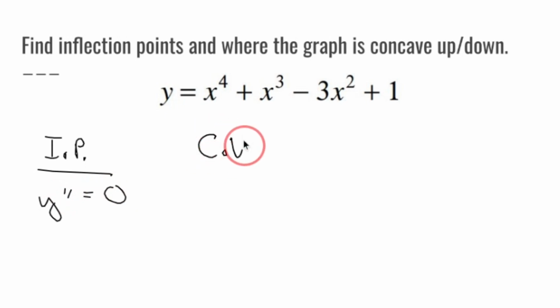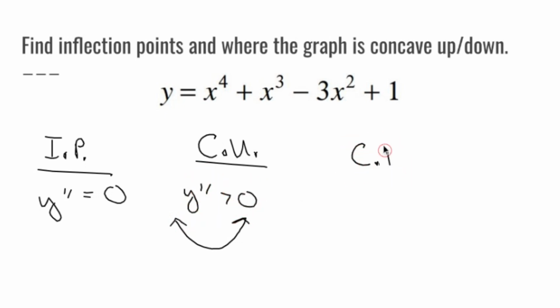Concave up on a graph is when you have parts of your graph curling up like that. That happens when your second derivative is positive. Concave down, very similar, looks like this. That happens when your second derivative is negative.